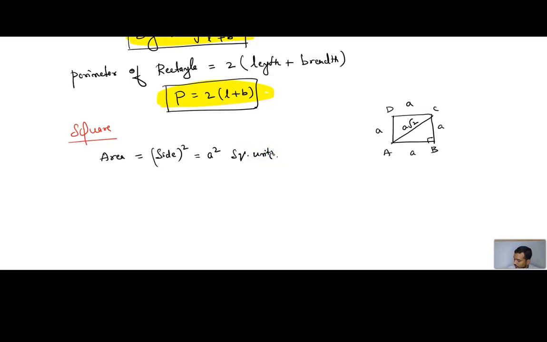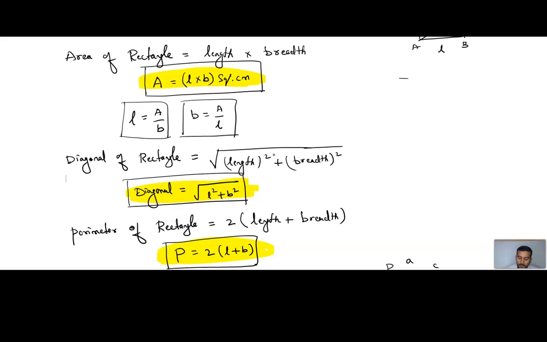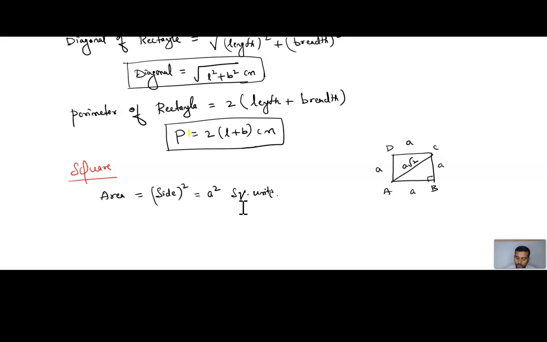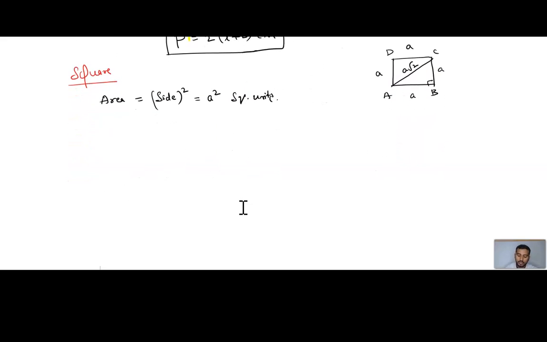Children, one thing we have just left out. Here area is in square centimeter, then what is the diagonal formula? Root of L square plus B square, right? Then what is the SI unit to find the diagonal? Just centimeter. If it is centimeter, you can write centimeter. Then what about the perimeter? So perimeter is also centimeter only. Don't worry. Understood? If it is meter, you can write meter. Anyways, area is side square, that is A square, square units or centimeter square.